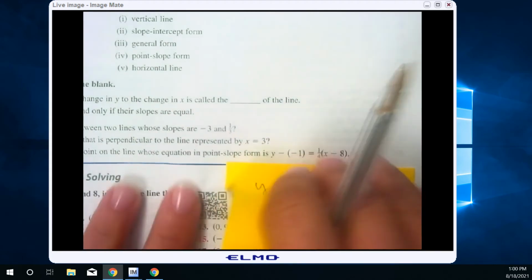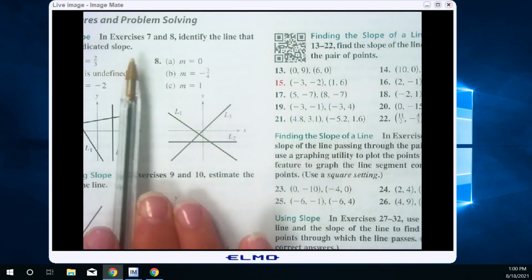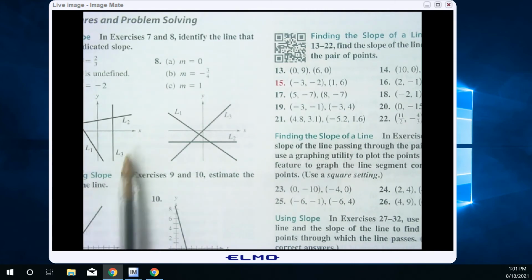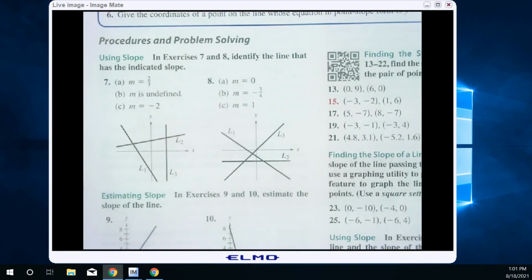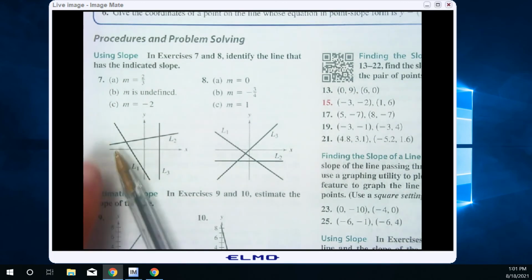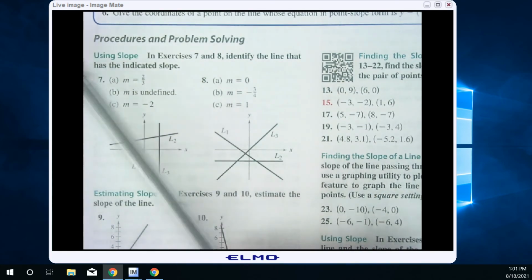All right, good. Okay, so given problem number 7, identify the line that has the indicated slope. Which one has a slope of 2/3? M is undefined and M is -2. So we have line 1, line 2, line 3. Oh, I'm so sorry. Yeah, it helps if you can see the lines. So on 7, which one has a positive slope of 2/3? Line 1, 2, or 3? Line 2. Which one is undefined? Line 3. Good. Slope of -2, line 1. Excellent.